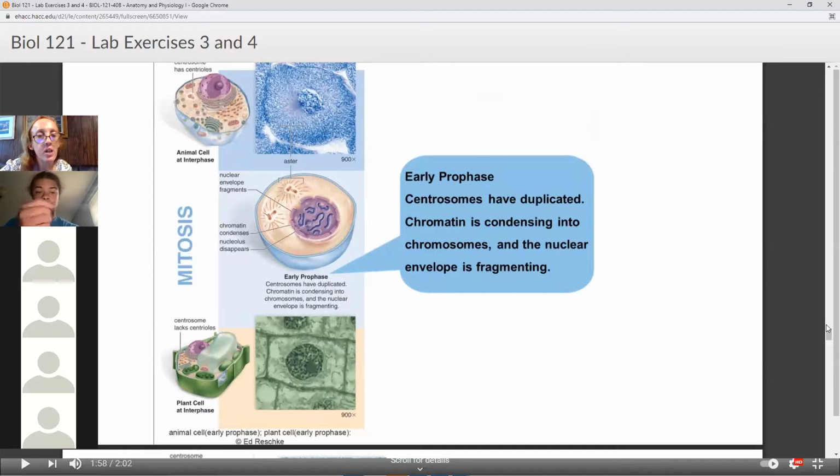During early prophase, right after the G2 phase, the centrosomes have duplicated and the chromatin is condensing into chromosomes. This is when the chromatin is compacting. All of the DNA has already been duplicated. The centrosomes that are going to produce the mitotic spindle have duplicated, and the nuclear envelope, the boundary of the nucleus that contains the DNA, is breaking down.